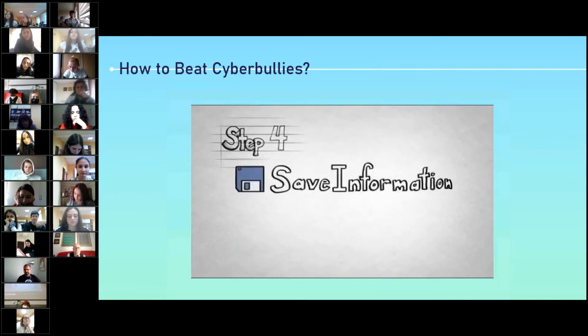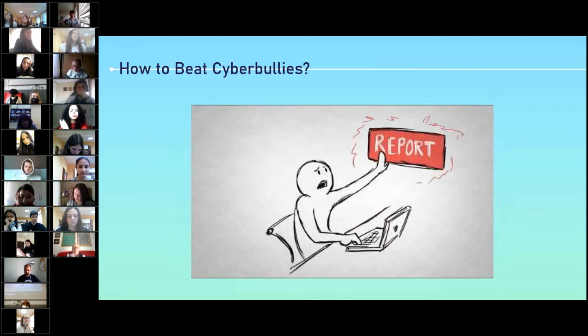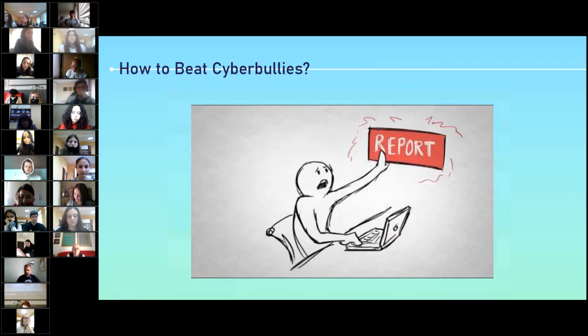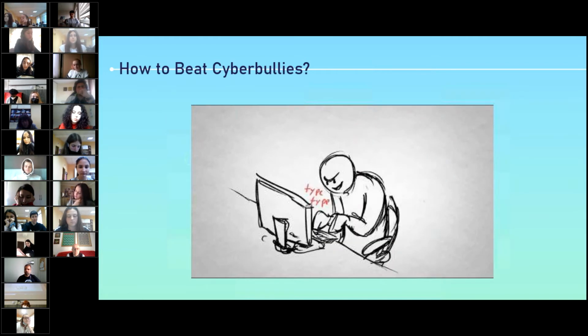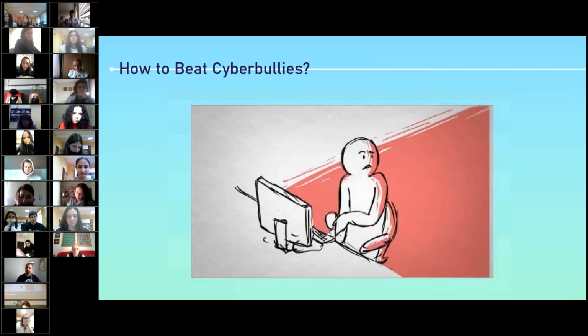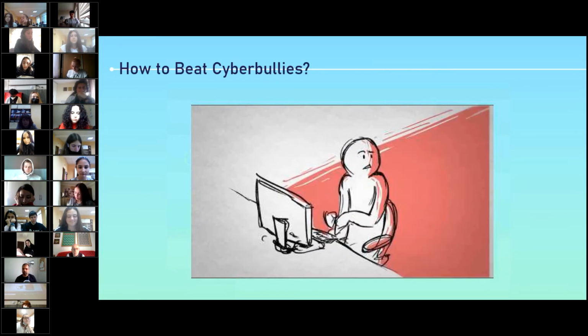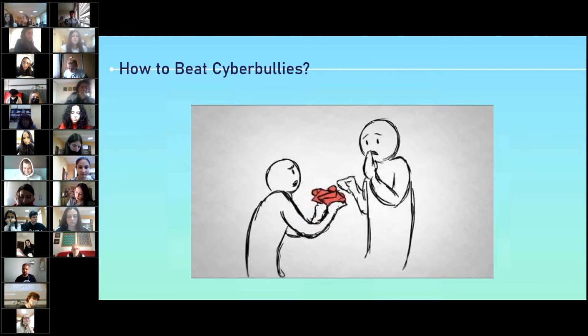Step 4, save the information and tell someone. First and foremost, report the bullying to the service provider because cyberbullying is outlawed on most sites and messenger services. Cyberbullying is also illegal in most states, though some bullies might think they can get away with a lot simply because nobody knows who they are. What they forget is that they're leaving a pretty significant electronic trail. Save any threatening correspondence, email, Facebook, phones, etc., and show it to somebody you trust. This could be a parent, teacher, or friend.